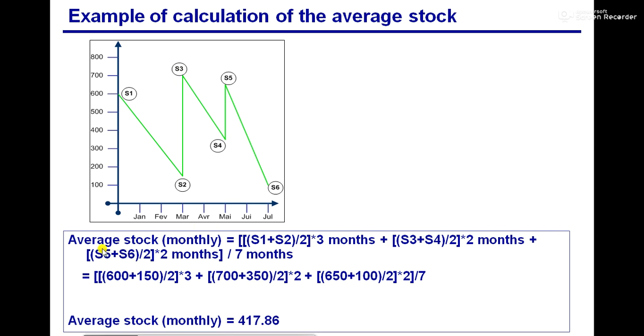And here's the formula used to calculate the average stock. For each period, we have to sum up the stock level at the beginning of the period plus the stock level at the end of the period. We divide by 2 because we have two values or two levels of inventory, S1 and S2. Then we multiply by the number of months. For the first period, we have 3 months. For the second, we have 2 months, and so on. We do this for each and every period. Then we do the sum and we divide by the total number of months, which is 7 months.